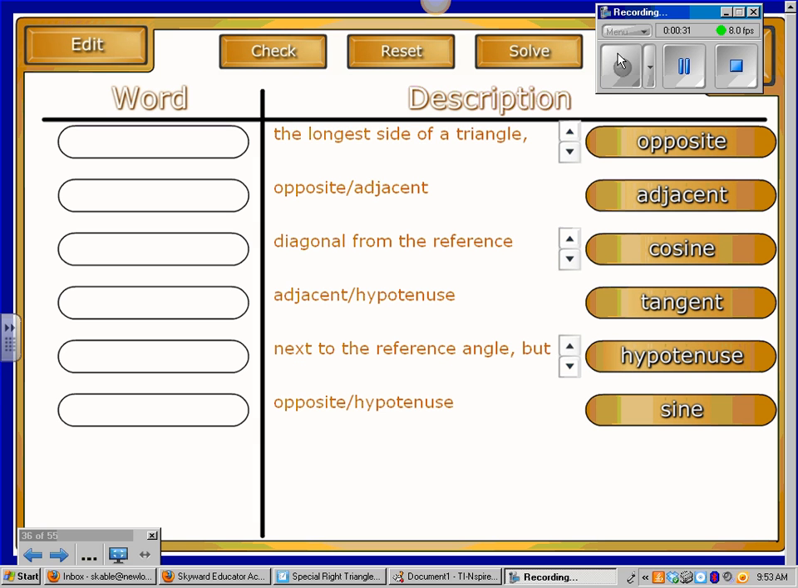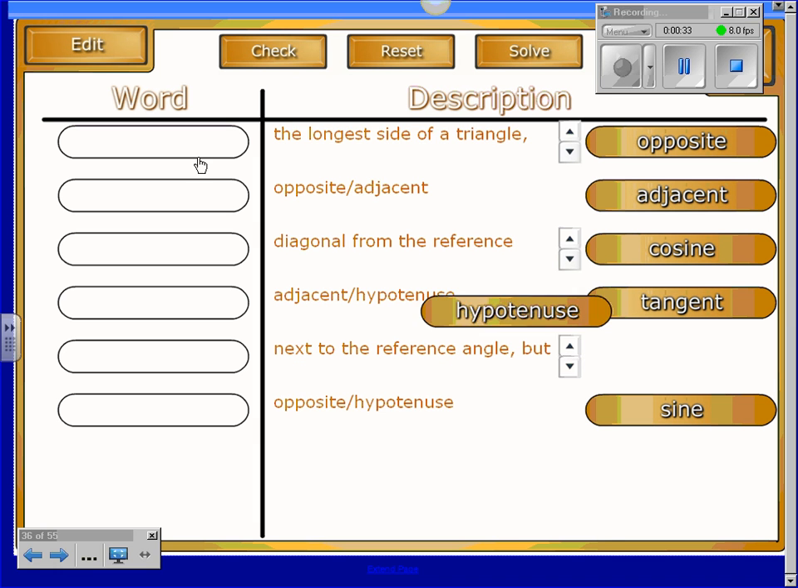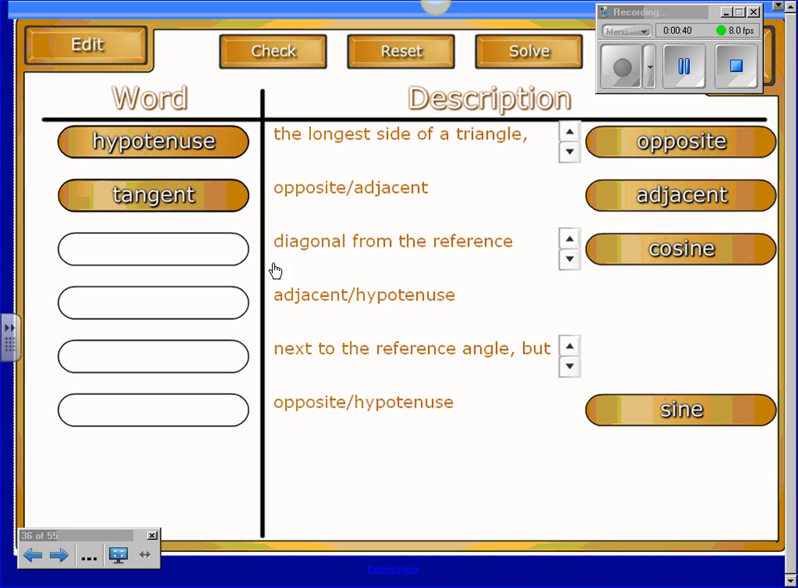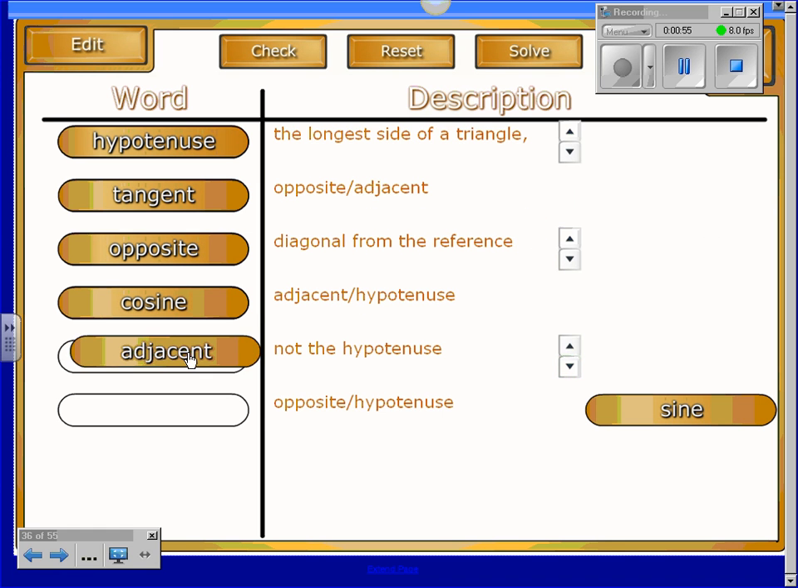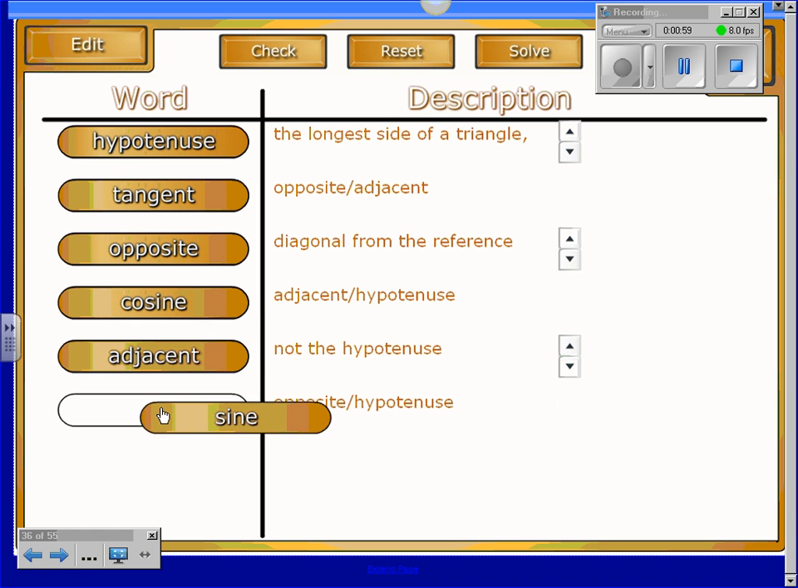The sides that match: the longest side of the triangle, of course, is going to be the hypotenuse. Opposite over adjacent is our buddy tangent. The one that is diagonal from the reference angle is going to be opposite. Adjacent over hypotenuse would be cosine. Next to the reference angle, but not the hypotenuse, would be adjacent. And opposite over hypotenuse would be our function of sine. How'd you do?